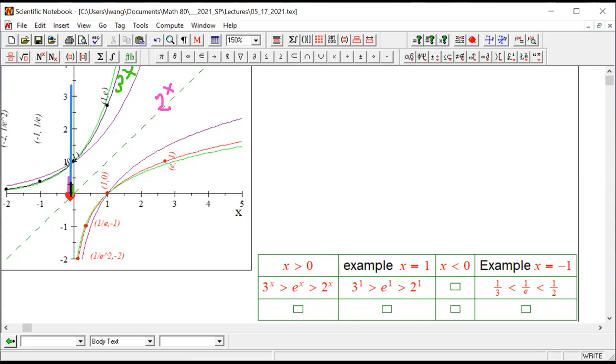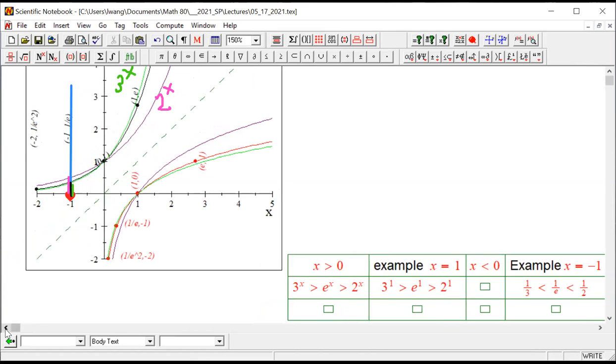Let me see if I can move it back. There, I moved it back. You can see that when x is positive, 3 to the power x is larger than e to the power x, which is larger than 2 to the power x. If we move it to the other side, the relationship is reversed. So when x is negative, this relationship is no longer true. It's reversed.